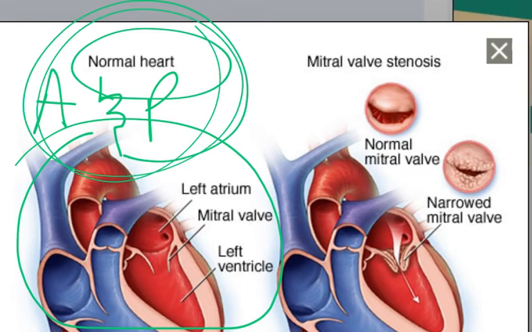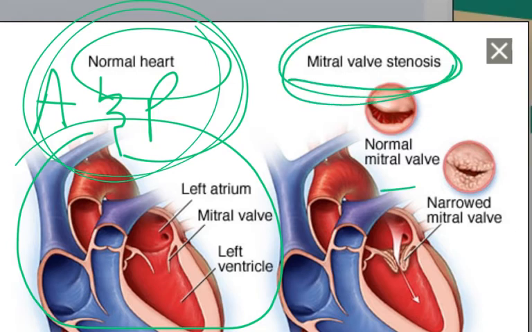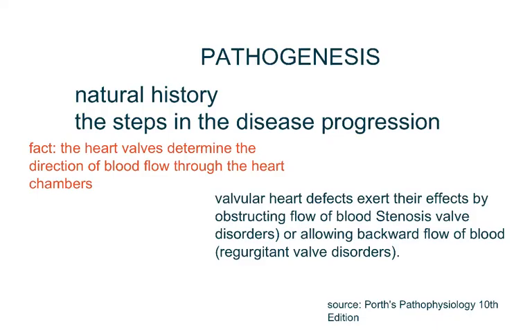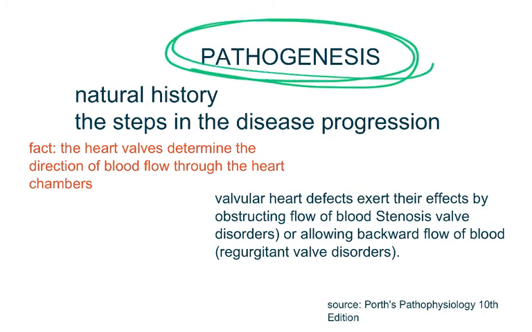Now, when we look at valvular heart disease, in this instance, we're going to be focusing on mitral valve stenosis. And we look at what a normal valve looks like and we look at what a narrowed valve looks like. So that sets the stage for your studying. Now, we're still on valvular heart disease as an example as we flow through pathophysiology.